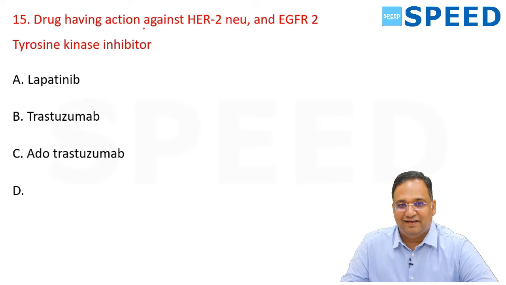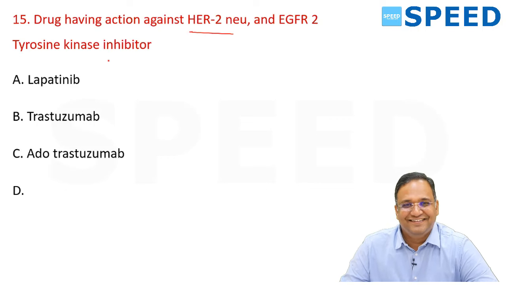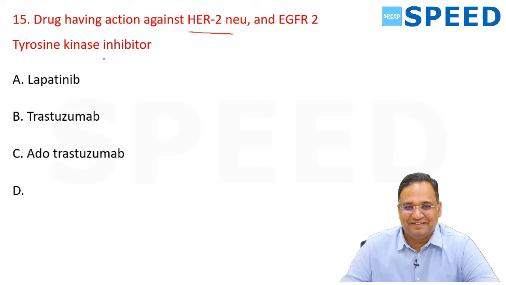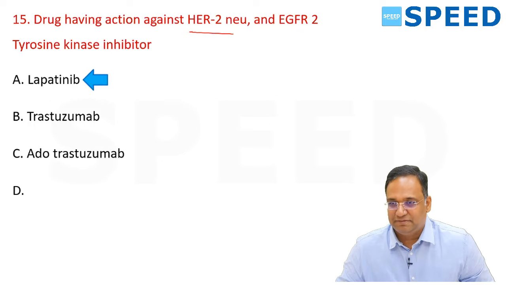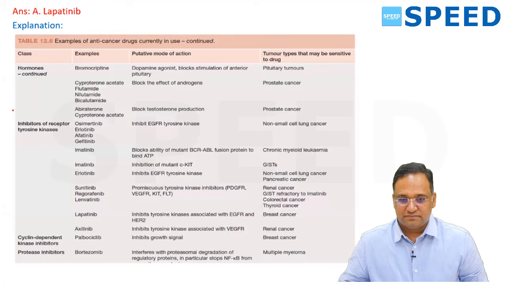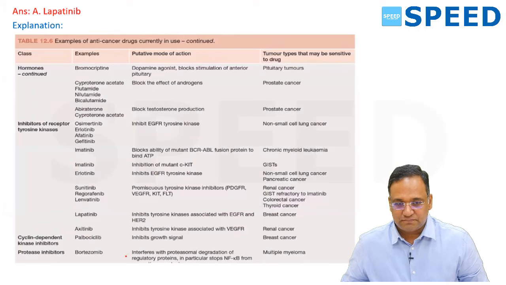Drug having action against HER2/neu and EGFR tyrosine kinase inhibitor. That means a dual blocker. The question in other words is, which is a dual blocker here. The answer is very, very clear and simple. The dual blocker available for use in breast cancer is lapatinib. So, when you see lapatinib, it inhibits tyrosine kinase associated with EGFR and HER2, used for this type of breast cancer.